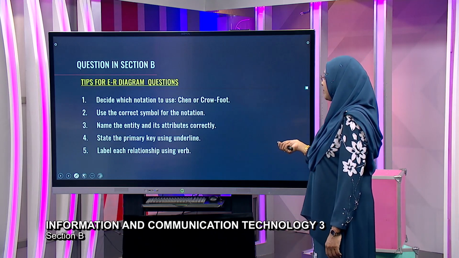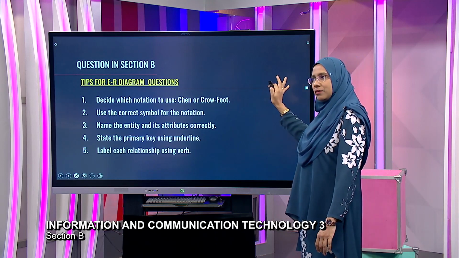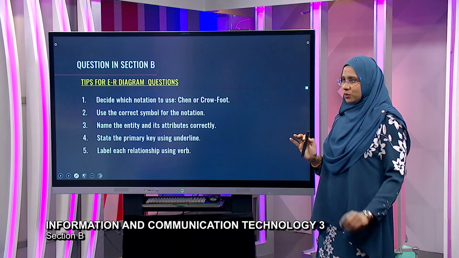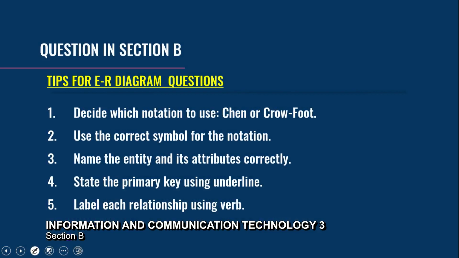And then for the ER diagram, describe the notation. This is a common mistake done by students. They will mix up Chan and Crow's Foot notation. They will use both. Cannot. You just choose one. Which one do you want, Chan or Crow's Foot? Determine. Then use the correct symbol for the notation, name the entity and its attributes correctly, state the primary key by underlining, and label each relationship using a verb. The relationship must be a verb, one single word if possible. Don't write a sentence, that is wrong.